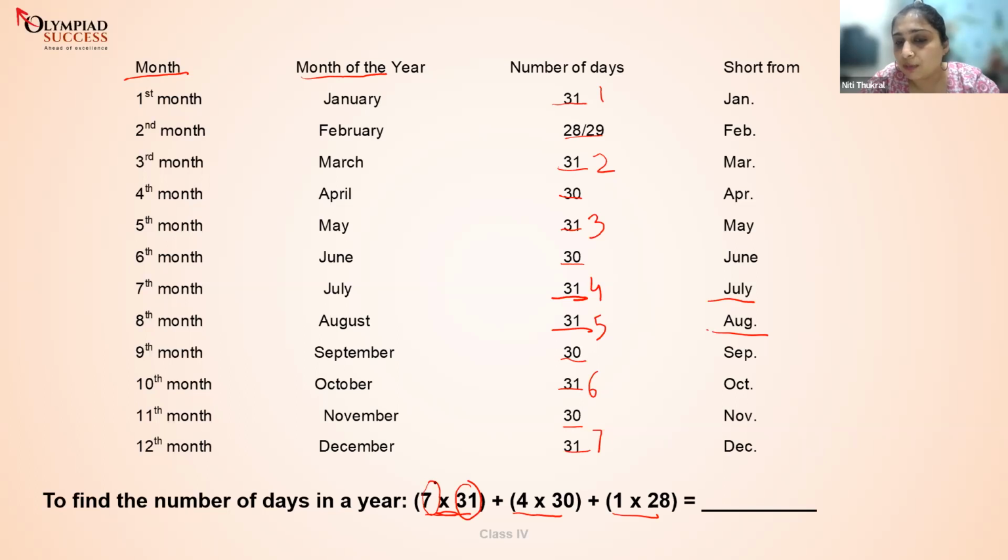Okay, then 4 multiplied by 30. Why 4 multiplied by 30? Yes, because there are 4 months with 30 days. Again, count it. 1, 2, 3, and 4. So we are multiplying it. And why are we adding? Because we want to find out the total number of days in a year. Total means that we have to take a sum. So now plus 1 multiplied by 28, because there is only 1 month, February, which has 28 days. So when you add all this, you will get 365 days. Is it correct?